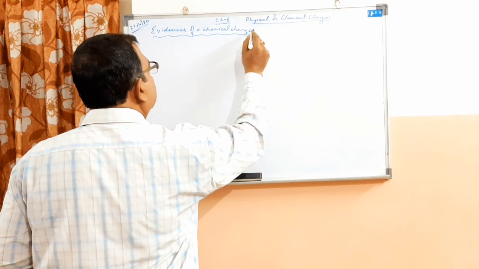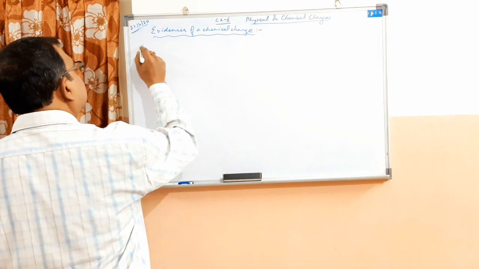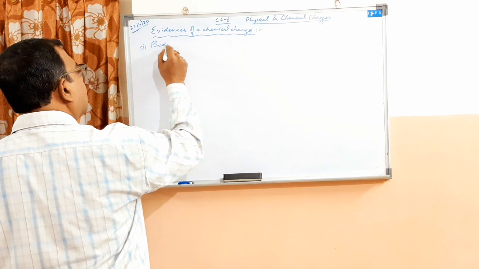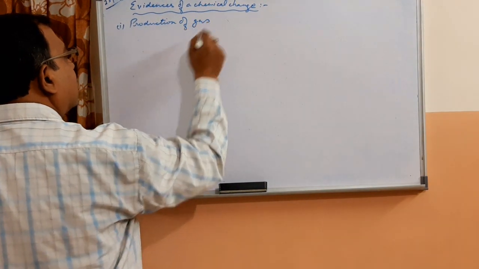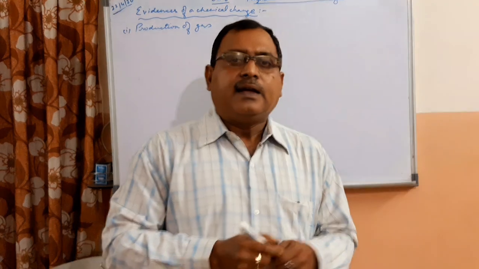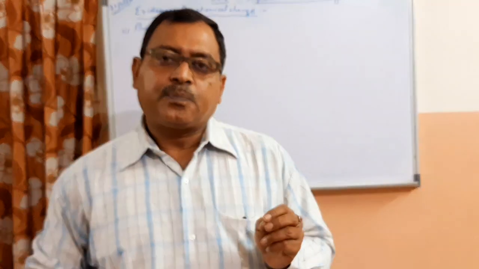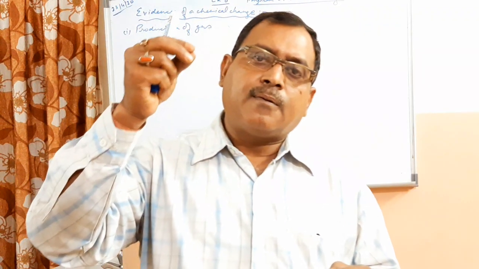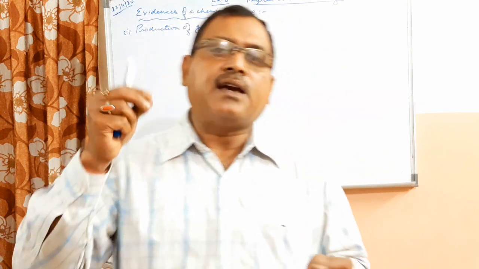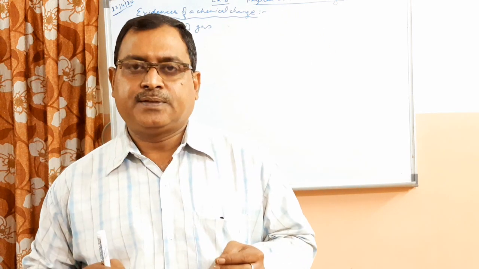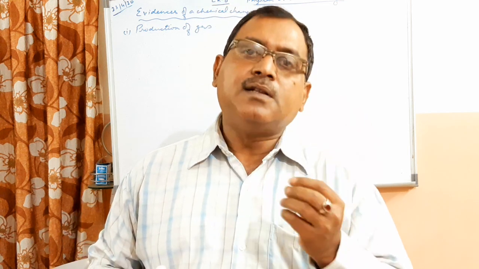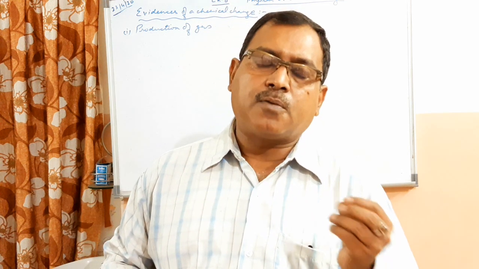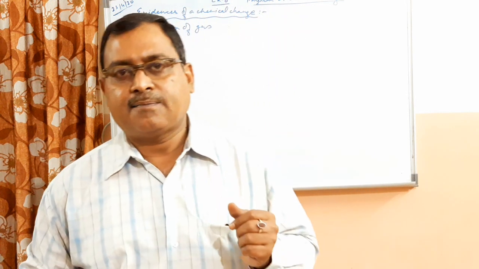Evidences of a chemical change. First is production of gas or evolution of gas. Now, if you add a few drops of vinegar to baking soda, you will find that bubbles are forming. And then these bubbles are formed of carbon dioxide gas.